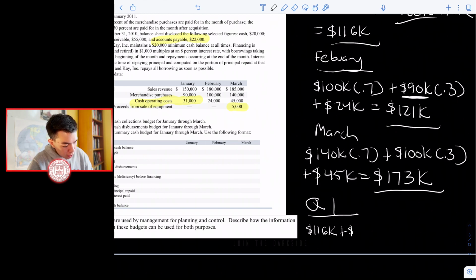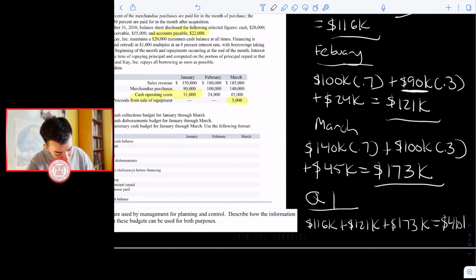116K plus 121K plus 173K, and we get 410,000. And just gonna write that down. There we go. So that's part 2, and now let's move on to part 3.